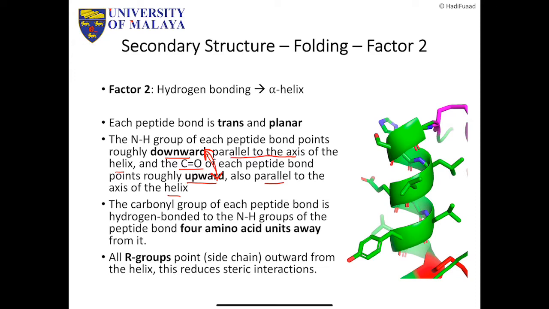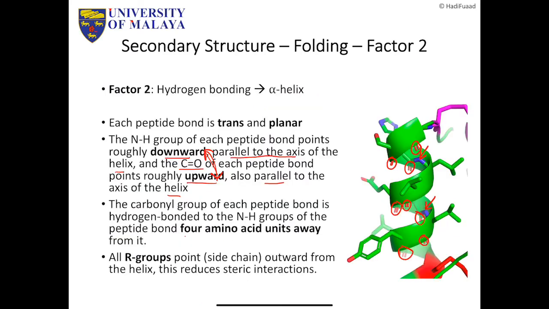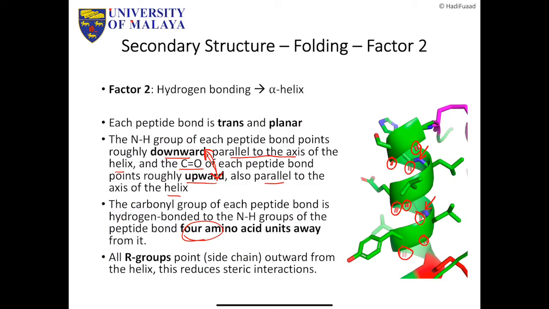Say, for example, if you look at a carbonyl group here, all of them are pointing downwards, right? And if you look at the amine group, all of them are pointing in the same direction. So this is a criterion for an alpha helix. The carbonyl group of each peptide bond is hydrogen bonded to the NH group of the peptide bond four amino acids away. If you look here, it says three residues. Over here, it says four. So we take the middle, 3.6 amino acids or 3.5, whichever you want.